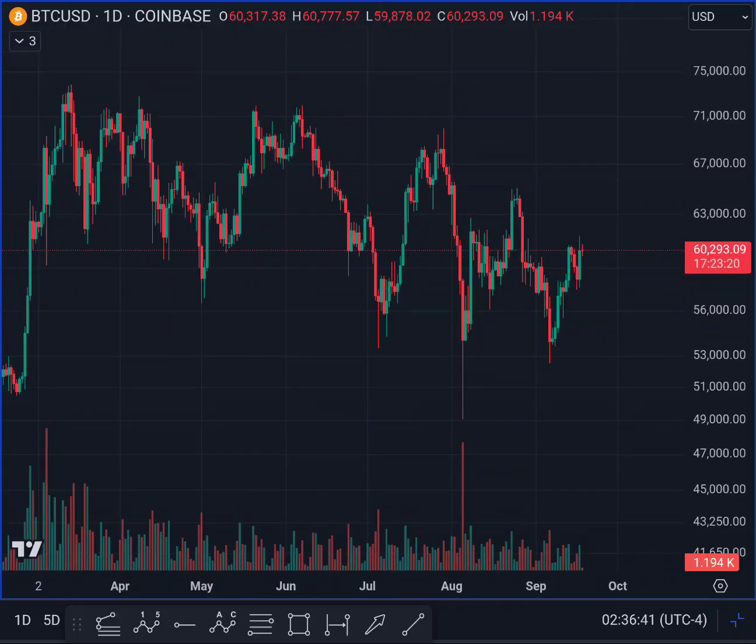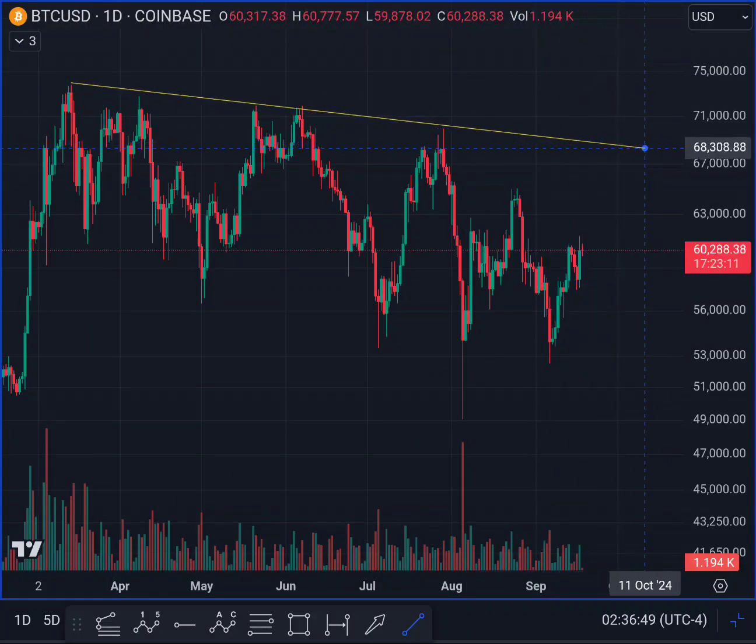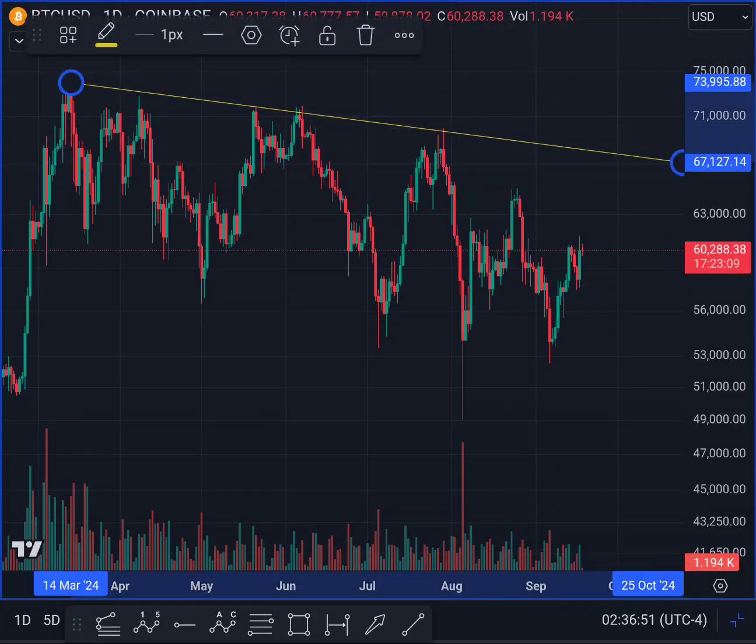Going to do something that I haven't done in a while, is construct a chart from scratch. Just looking at the daily chart here. I'm going to draw some trend lines. We have our obvious resistances up here. Try to line those up.